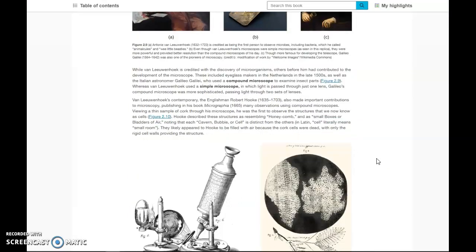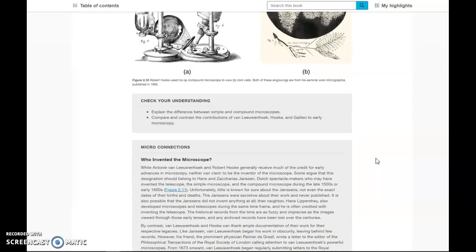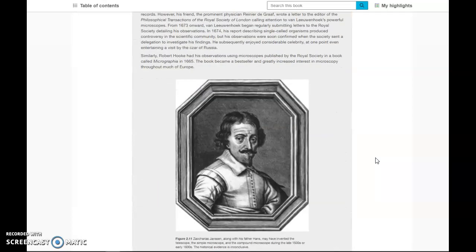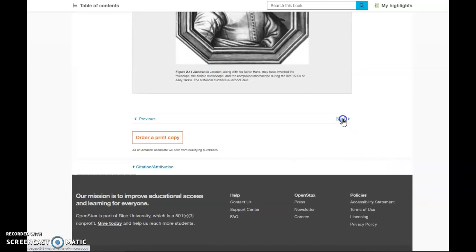microscopes. I'm not going to talk much about these because in the presentations that you're going to do for Unit 1, you'll learn more about von Leeuwenhoek and Robert Hooke, who really were instrumental in this field of microscopy.